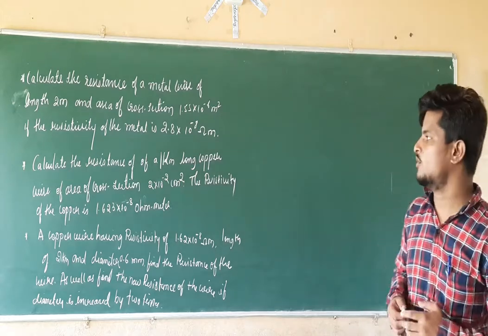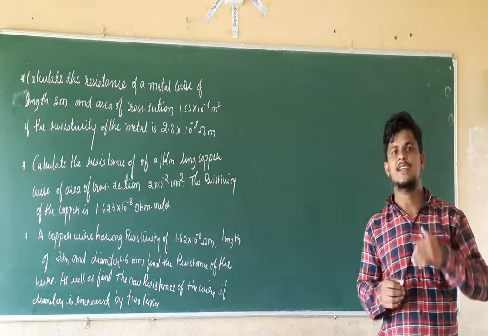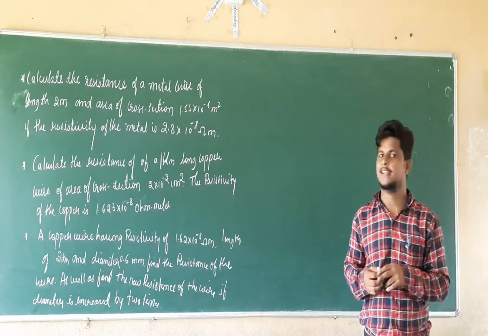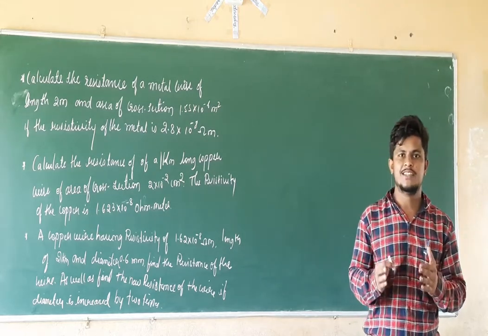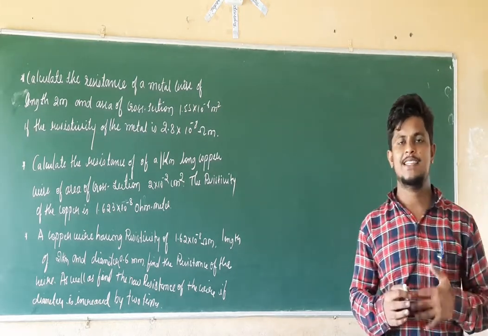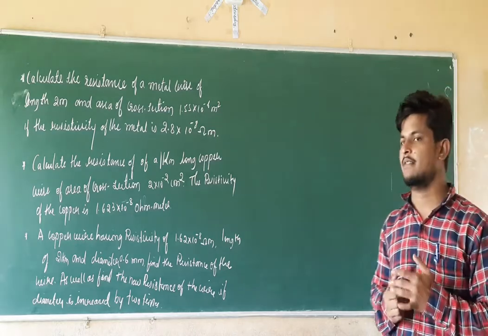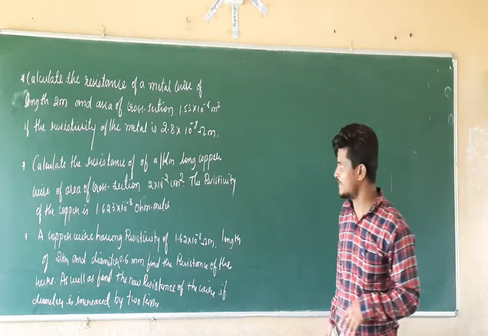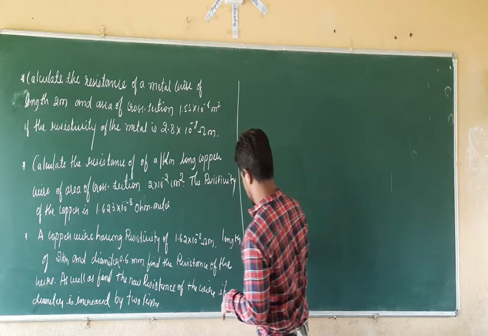In today's class, we are going to see some other numericals related to that. The R equal to L divided by A formula is nothing but to find out the resistance of a conductor by using the resistivity, length of the conductor as well as area of the cross section. So let us take the first problem here.